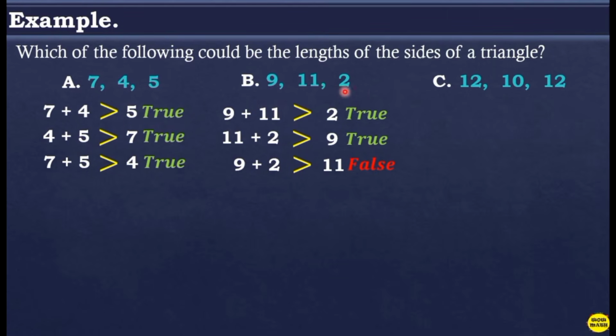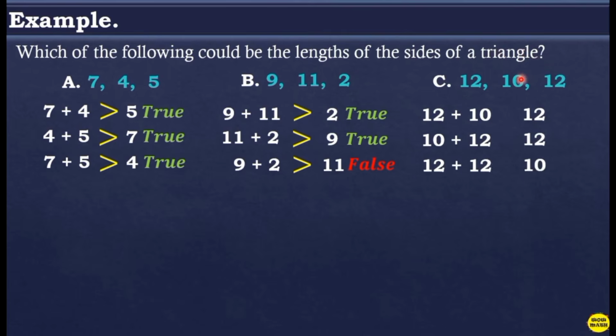So, let's have letter C. So, we have 12 plus 10, the third side is 12. 10 plus 12, the third side is 12. And then 12 plus 12, the third side is 10. So, dapat po lahat ito ay greater than.